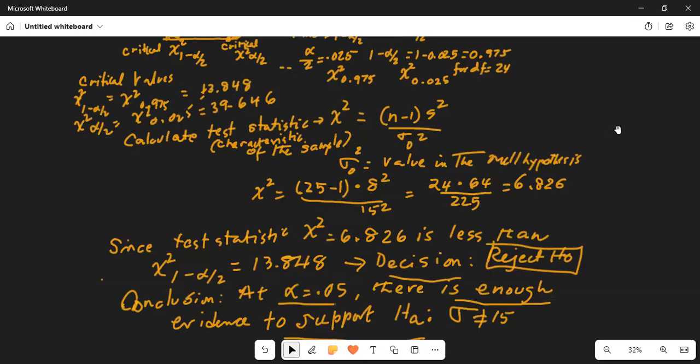Okay. Since the test statistic chi-square 6.826 is less than chi-square 1 minus alpha by 2, which is 13.848, it falls in the left tail, in the rejection region of H0. The shaded regions in the chi-square distribution are where we reject the null hypothesis. So the decision is reject H0. If we reject H0, then the conclusion is that at alpha equal to 0.05, there is enough evidence to support the alternate, sigma is not equal to 15.